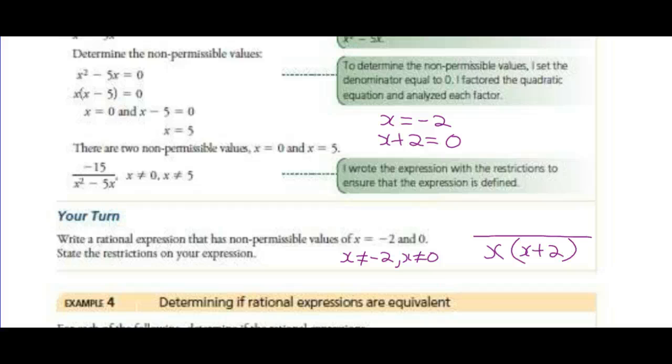And it says, write a rational expression. Okay, throw 1 up top. Doesn't matter what goes up top, right? You can put an x squared plus 3 up top. Okay, anything can go up top. Just at the bottom, it's important that you have the 0 and an expression whose value x equals negative 2, set that equal to 0, and then you get x is negative 2.